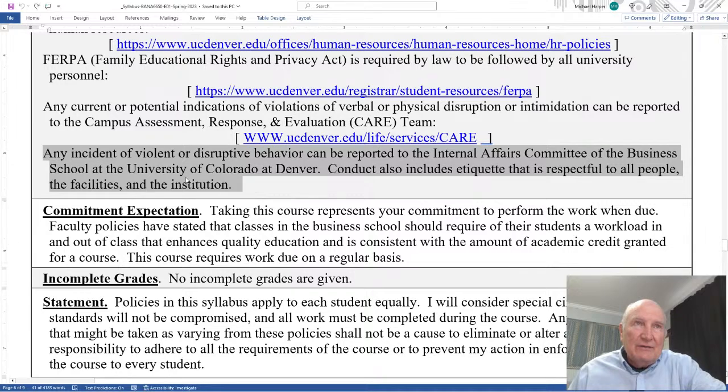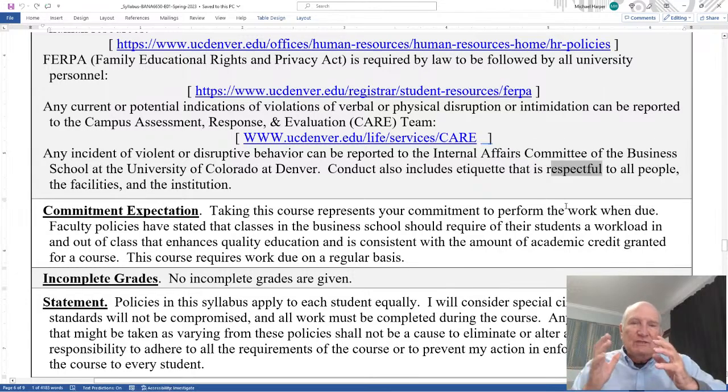Conduct also includes, and by the way, let me just say this, I will report any incident of violent or disruptive behavior. And I have. Conduct also includes etiquette that is respectful to all people, facilities, and the institution. I want to emphasize the word respectful. Respect why we're here. Respect each other. Respect the institution. Respect me.